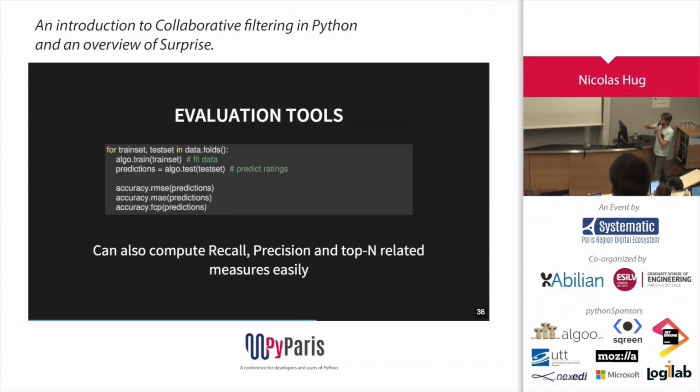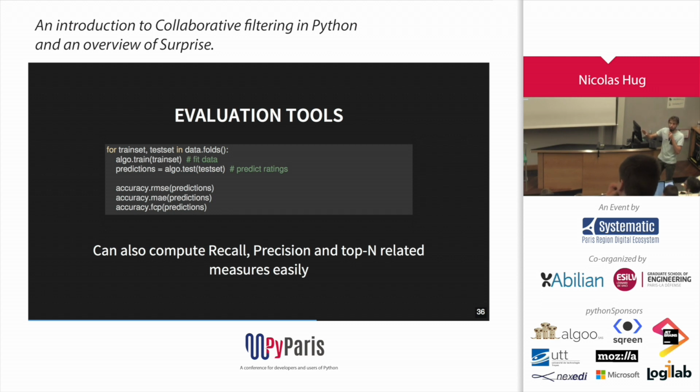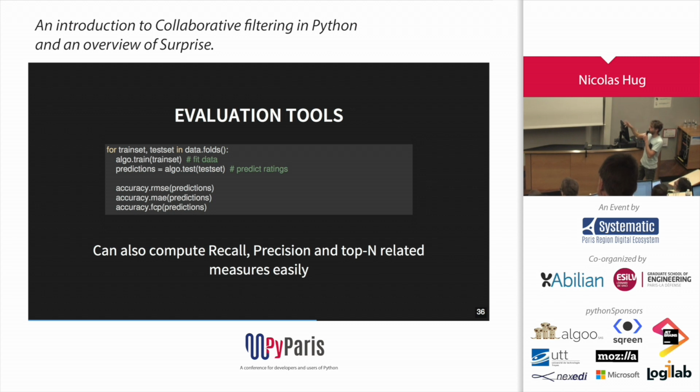So I told you about RMSE. There are other useful accuracy metrics. For now, the only built-in measures are RMSE, MAE, which is basically the same as RMSE, except that we don't square the errors, and FCP, which is the fraction of concordant pairs, and this is a more rank-based metric. You can also compute top-N related measures very easily. I haven't built that in because it actually depends on the recommendation strategy that you use, but you can still do that very easily.